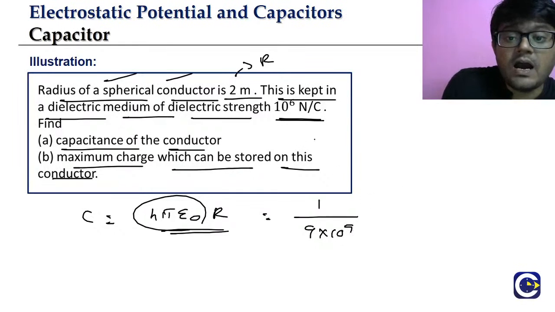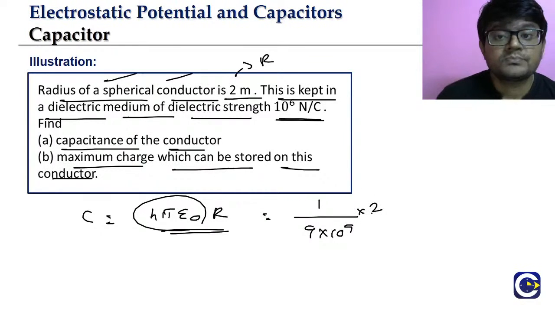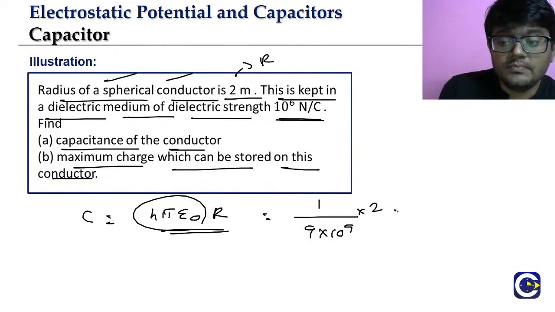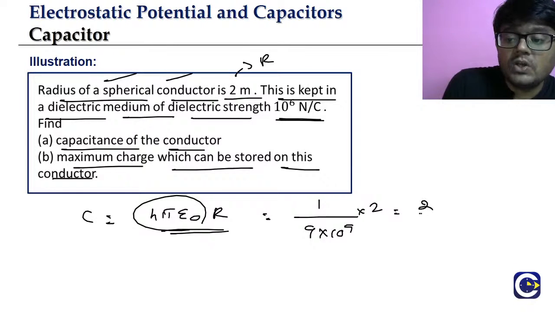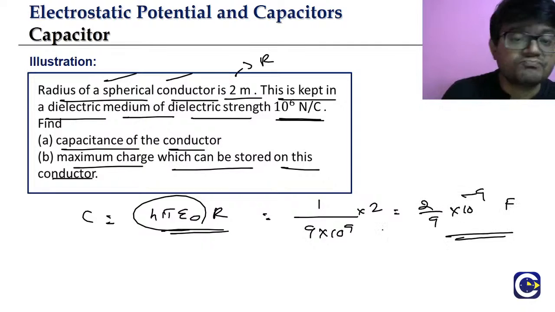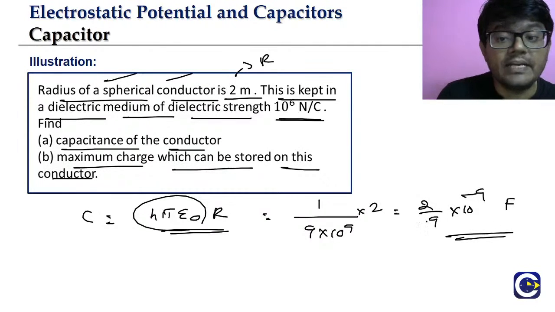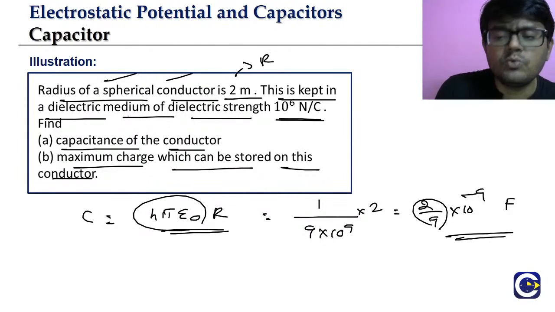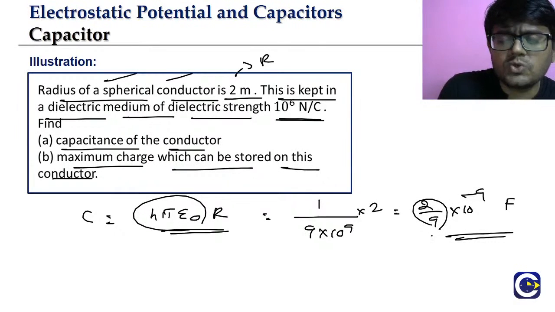R is 2. So look at this, it is 2 by 9 into 10 power minus 9 farad. So what is 2 by 9? 2 by 9 means what?